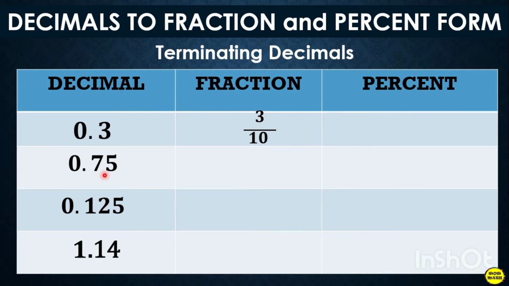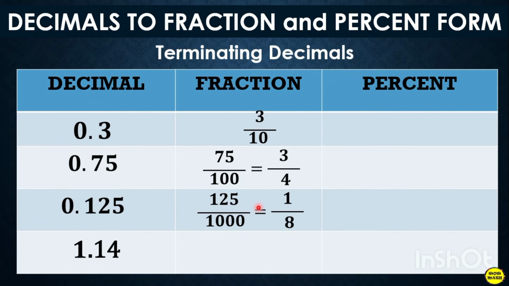And then copy your numerator, that is 75, and then ones, tens, 100, so that is 100. Don't forget to get the lowest term of your fraction, so that is 3/4. You can also leave it as is, but as much as possible, we express it into lowest term. So we have now 125, that is your numerator, and then ones, tens, hundreds, thousands. So that is 1,000. And then don't forget to get the lowest term. So this is 1/8.